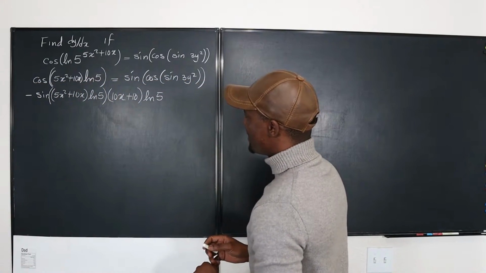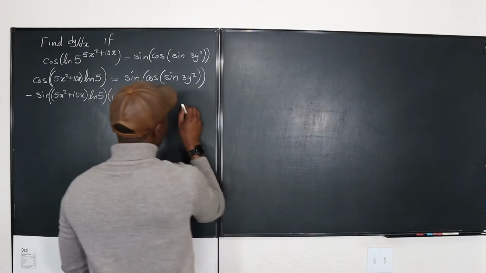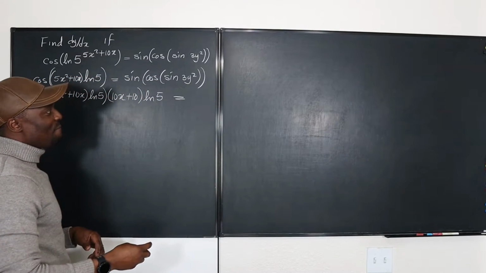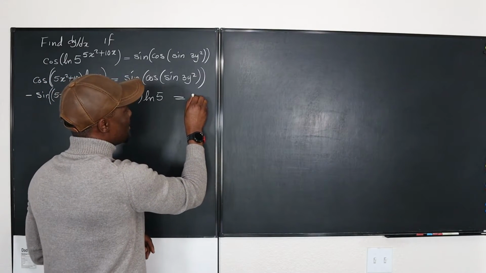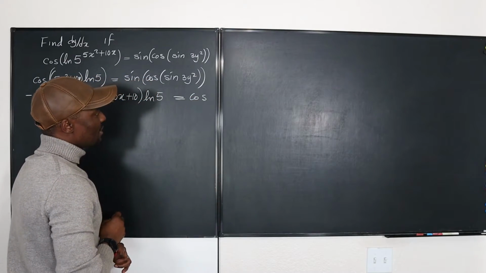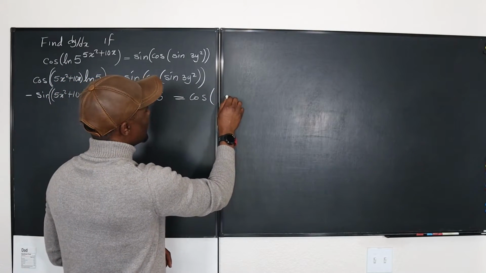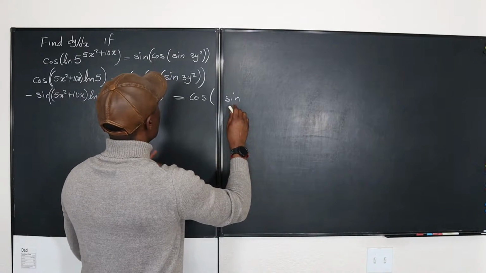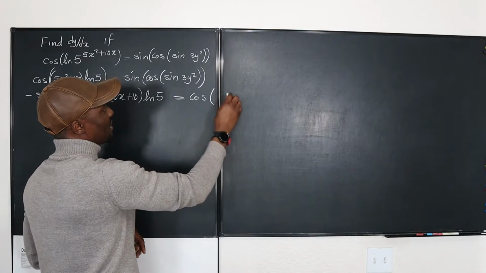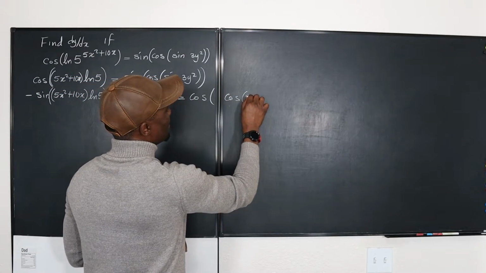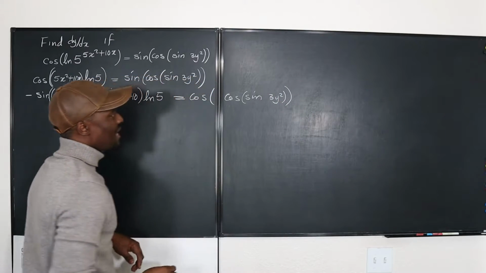Because this part of the board is not long enough, I'm just going to extend the board this way. Equals, let's do the right-hand side. So the right-hand side is going to be this derivative. What was the derivative of sine? It's going to be cosine of the argument. So the first step is the cosine of the cosine of this. So you just copy this, just repeat this: cosine of sine 3y squared. Okay, that's the first step.